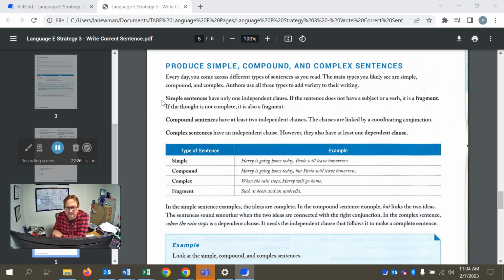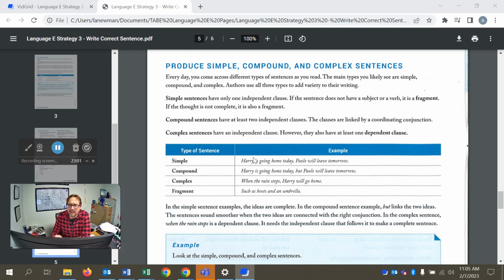So let's look at the examples before I read the definitions. Simple sentence: Harry is going home today. Harry is the subject, is going is the verb phrase. We don't have any other subjects or verbs in this sentence, therefore it's considered simple. All right, Paolo will leave tomorrow, another simple sentence. Paolo is the subject, will leave is the verb. We're picking up the base verb and the linking or helping verb that makes the verb tense as well.